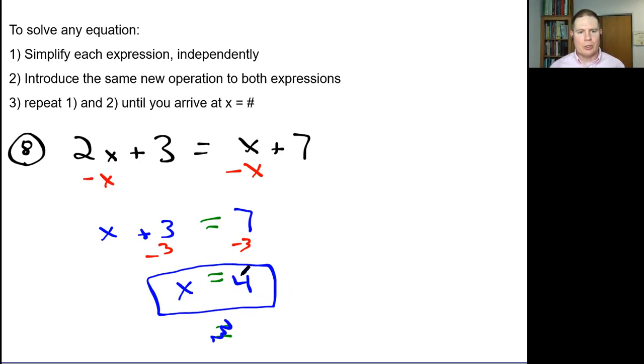Right? And we can check that. 2 times 4 is 8. 8 plus 3 is 11. 4 plus 7 is also 11. So these two expressions do have the same value when x is 4.